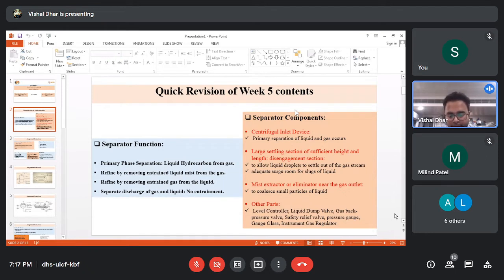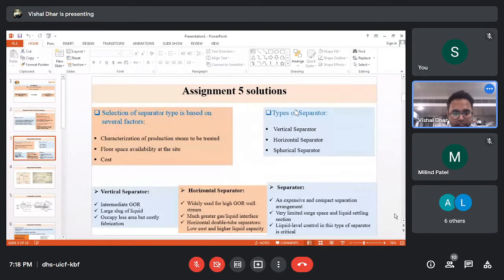Next is the mist extractor or eliminator near the gas outlet. It coalesces small particles of liquid. Small particles of liquid coalesce and form big droplets of liquid, and with the help of gravity, they fall into the liquid section. The other parts present in the separator are the level controller, liquid dump valve, gas back pressure valve, safety relief valve, gauge glass, and instrument gas regulator.